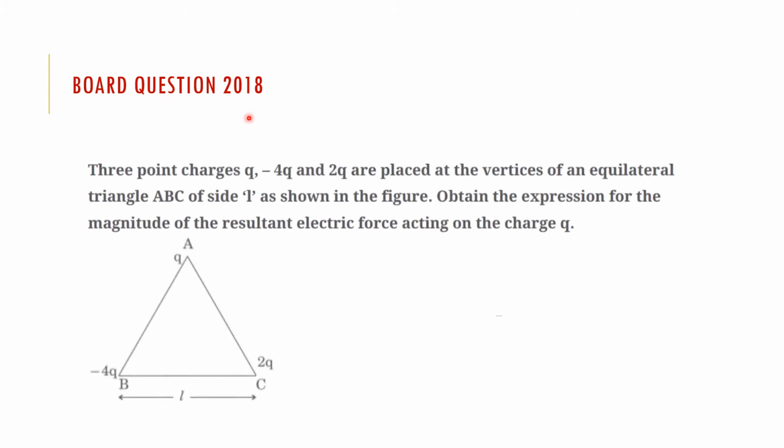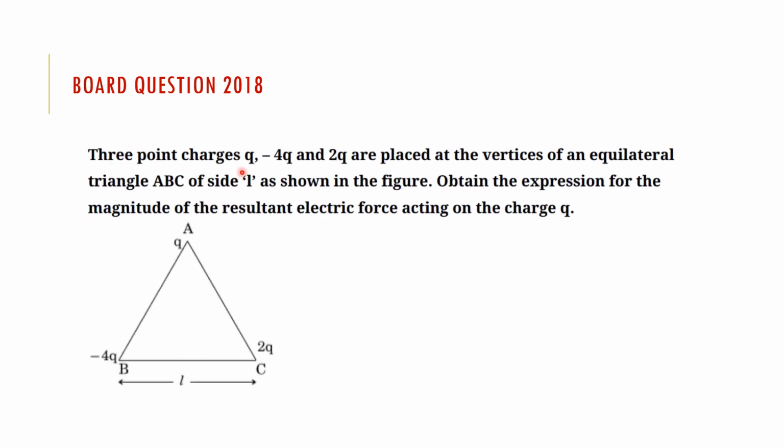Now we'll consider a question from board paper 2018. Three point charges Q, minus 4Q and plus 2Q are placed at the vertices of an equilateral triangle ABC of side L as shown in figure. Obtain the expression for the magnitude of the resultant electric force acting on charge Q, small q. So this is the diagram which is given. Only this much will be given in the question. All other marking, direction, everything you have to do.